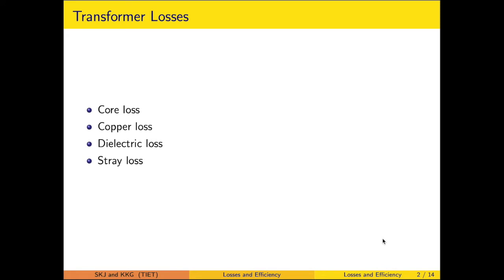Transformer losses are categorized into four types: the core loss, copper loss, dielectric loss and the stray loss. The dielectric loss, as the name suggests, happens in the dielectric materials, which are the insulating materials, and the stray losses are because of the stray current induced in the transformer body. These two losses are very small in comparison to the core loss and the copper loss. So these two, dielectric and stray losses, are neglected in the calculations.